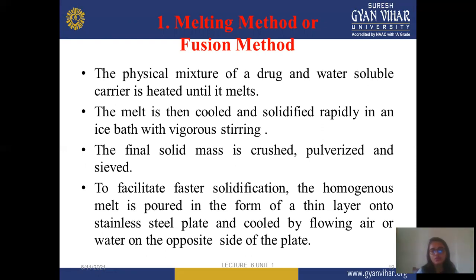The homogeneous melt is poured in the form of a thin layer onto a stainless steel plate and cooled by flowing air or water on the opposite side of the plate. In the melting method or fusion method, you first take the physical mixture of a drug and water soluble carrier, and after the solution and mass are formed, you cool the solidified mass with the help of ice cold or by vigorous stirring. After cooling, you crush or pulverize it. This method again solidifies by spreading a thin layer onto the stainless steel plate, and the cooling takes place with the help of air or water on the opposite side of the plate, and a thin layer of this solution is formed.